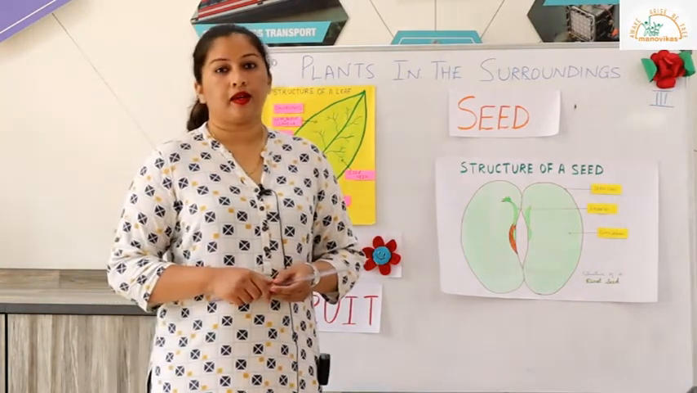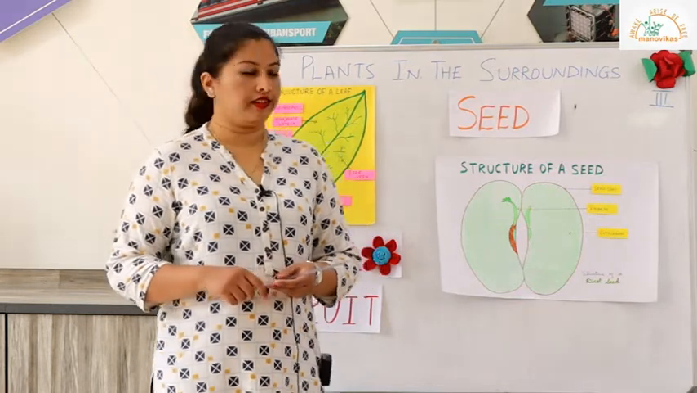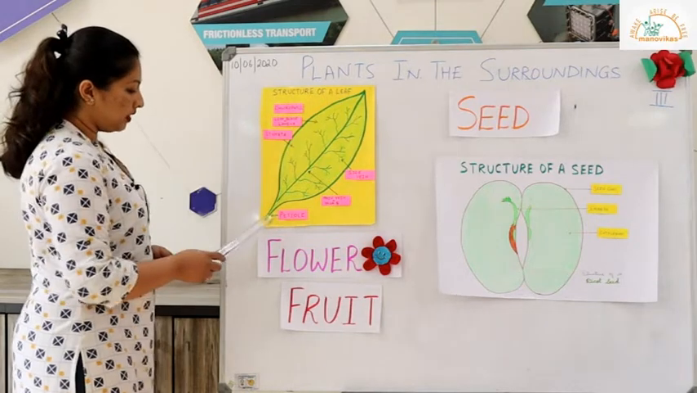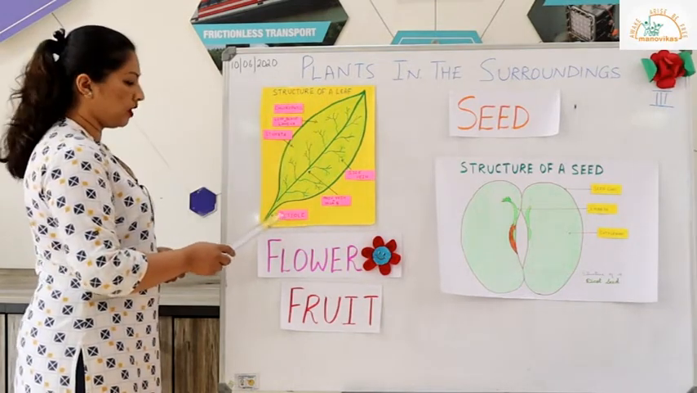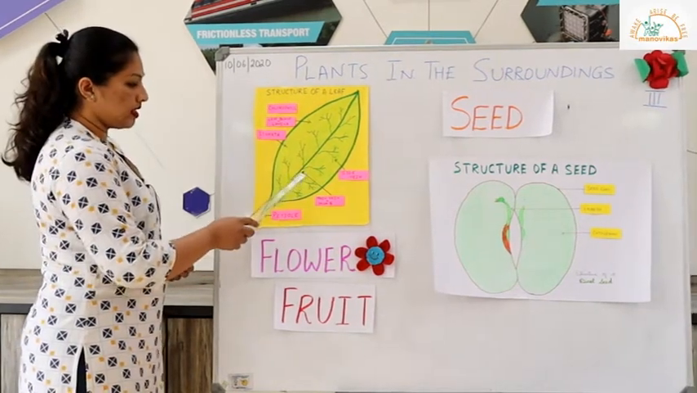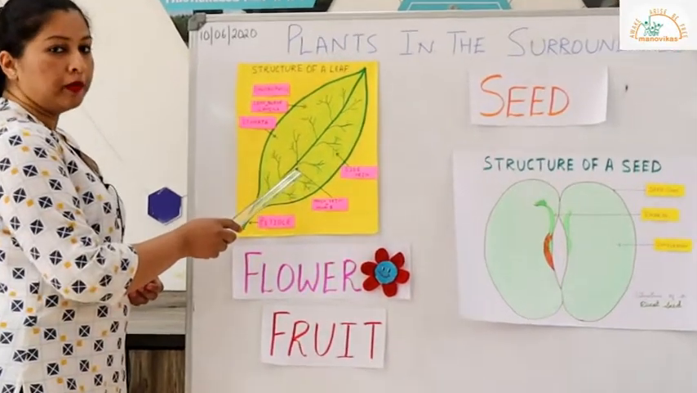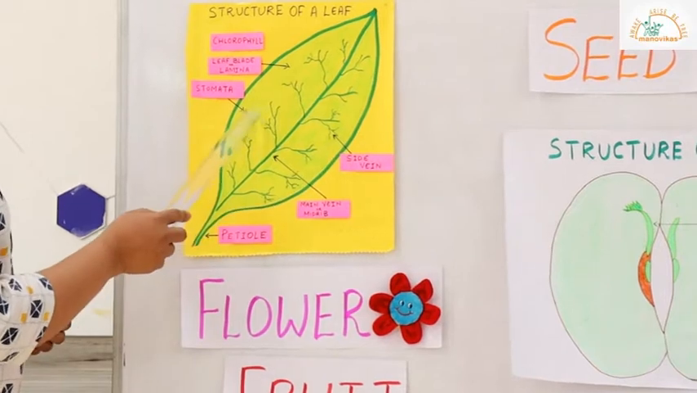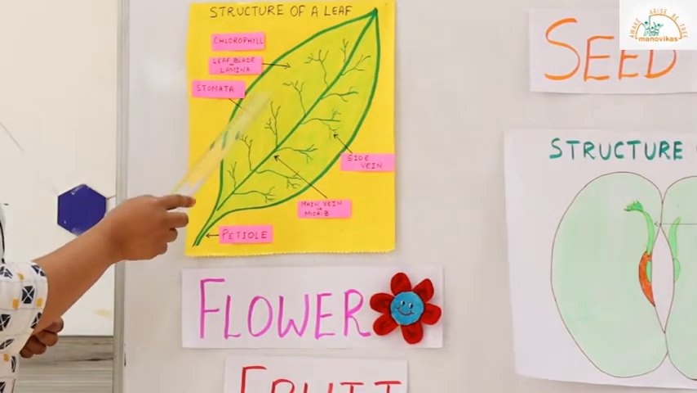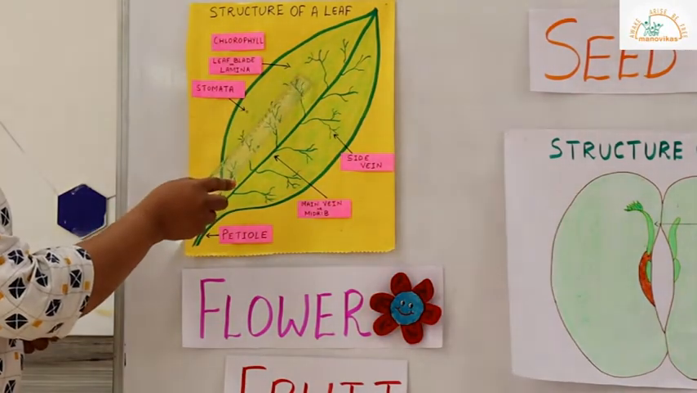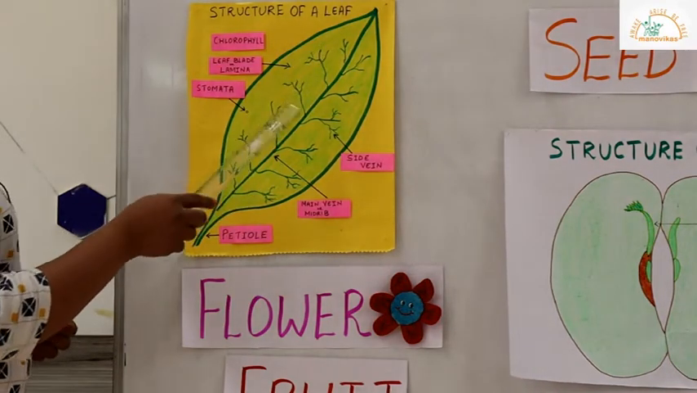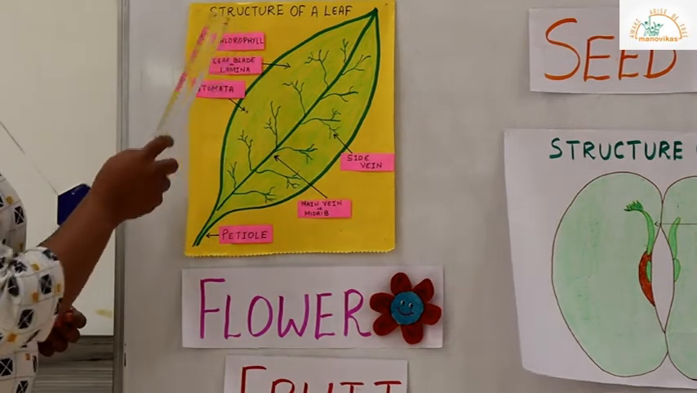We also studied about the structure of the leaf. Now, the structure of a leaf. The stalk of a leaf is called the petiole. This is the main vein or midrib. These are the side veins. This here is the stomata. This is the leaf blade or lamina. Now, the green substance that we see in a leaf is called chlorophyll.